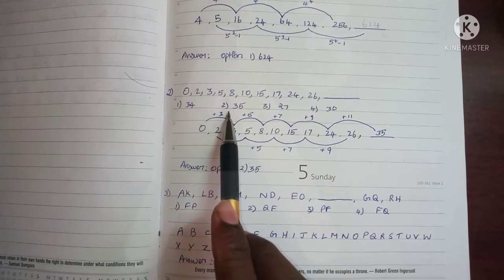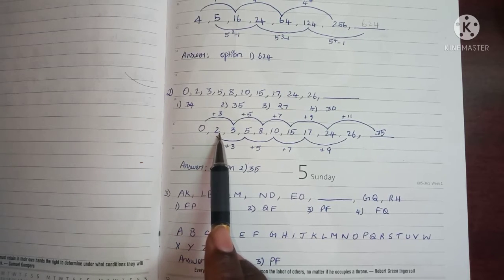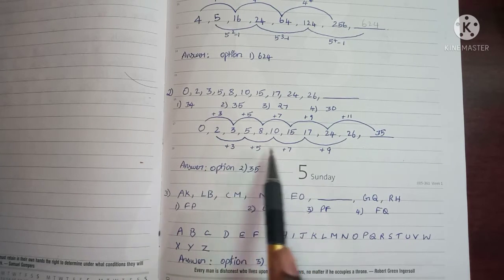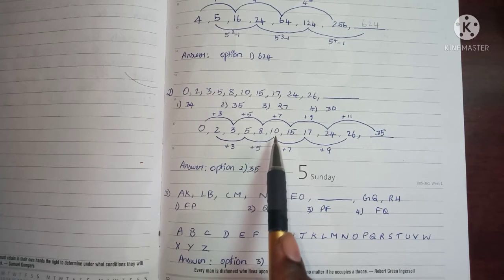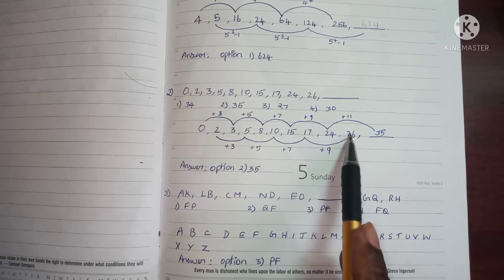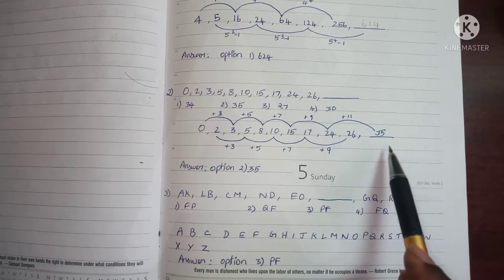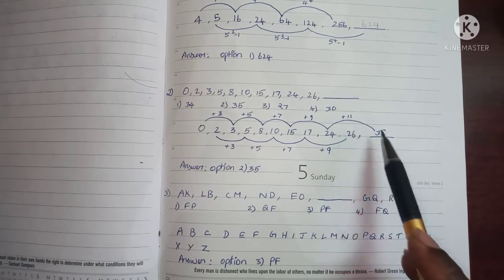When you see this, they are adding up odd numbers, and for the even places it's the same principle, adding up the odd numbers, like 2 plus 3 equal to 5, 5 plus 5 is equal to 10, 10 plus 7 equal to 17, 17 plus 9 is equal to 26. That's all. So the answer for this question is 35.